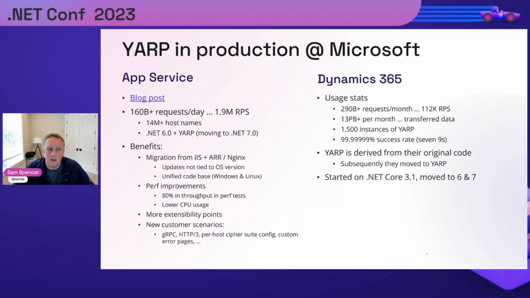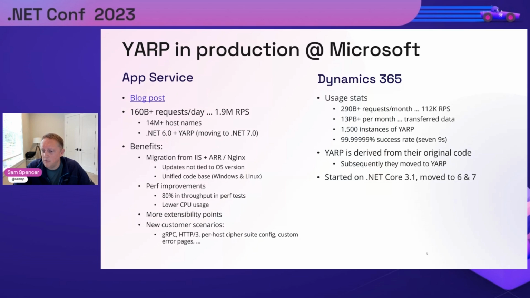Two examples that we like to tout. I'll start with Dynamics 365. They were one of the teams that came to us, working at the networking team, and said, "Hey, can we have these features in HTTP client?" And we're like, "Why do you want those?" "Well, we're trying to build a proxy." It's like, oh. So YARP is actually derived from work that Dynamics 365 started.